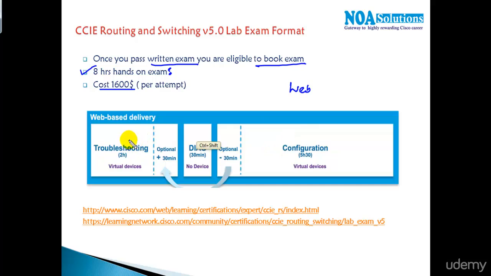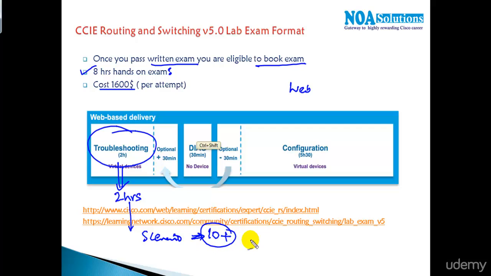It has 3 sections in total. First is the troubleshooting section, which is more similar to the previous version if you already have an idea about version 4. The troubleshooting section is a 2-hour exam where you will be given some scenarios, and based on those scenarios you have to solve at least 10 questions. Probably around 10 questions will be given to you, and you have to score.